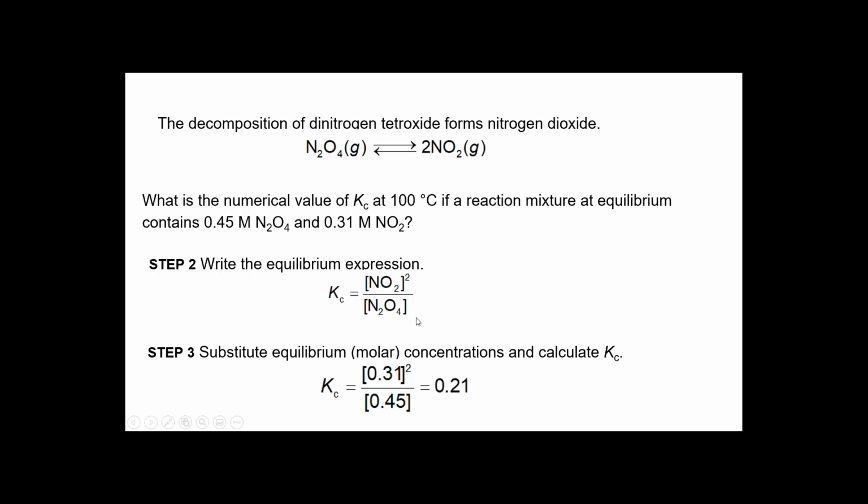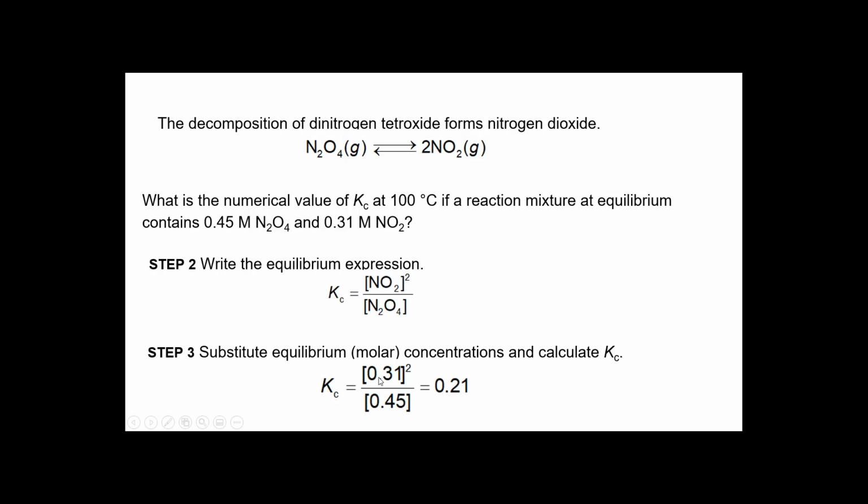The third step is that we have to plug in the correct molarities for the correct product and the correct reactant. So let's start here. We have 0.45 molar. This is a reactant, so that one's going to go on the bottom. This 0.31 molar is a product, so we're going to put it at the top.